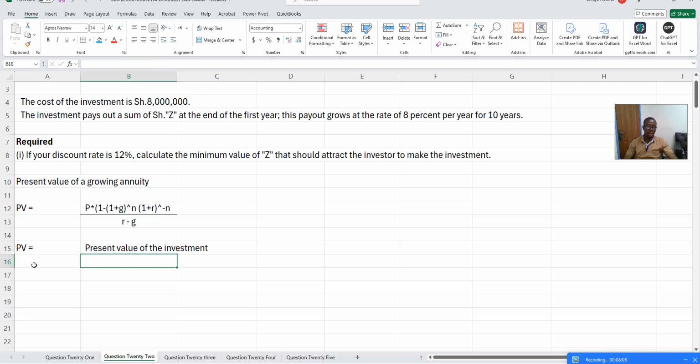Whereas when you have to talk of P, remember, it will always give us, of course, the payout at the end of the period. That should be, of course, P being the payment amount, the payment amount at the end of the period.